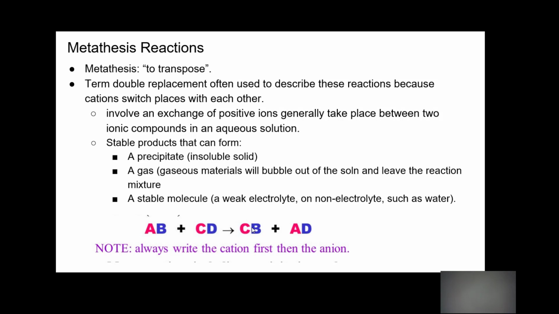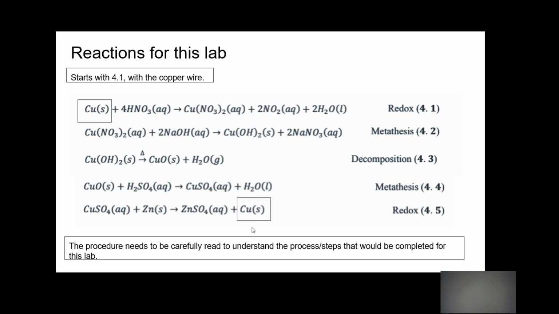So this is a metathesis reaction. You can say it either way. I normally say it one way, other people say it the other. It means to transpose. Double replacement is a term often used to describe these reactions because the cations switch places, so there's an exchange here. Also, there's an exchange of cations, and there's an exchange actually of electrons. So you could write this out as redox and figure out certain things on some of these reactions. That's why you see some as redox, some as metathesis.